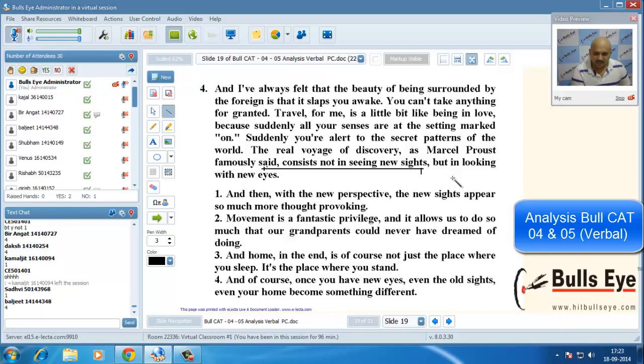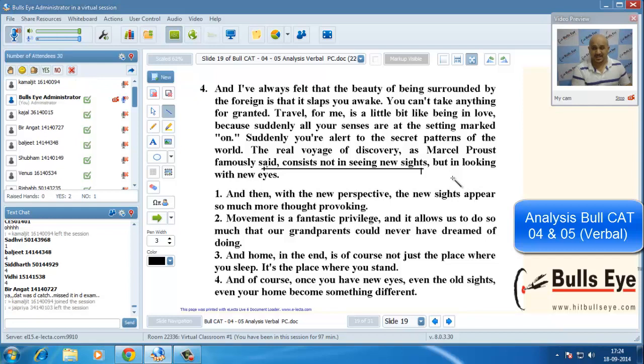So where are those old things? Those are there in option number 4. And that is why the correct answer is option 4 and not option 1 in this particular case. So that one particular line, the real voyage of discovery consists not in seeing new sights, is the one that drives this question. So it is the most important aspect in this question. In case you missed it, it might have caused you a lot of pain.